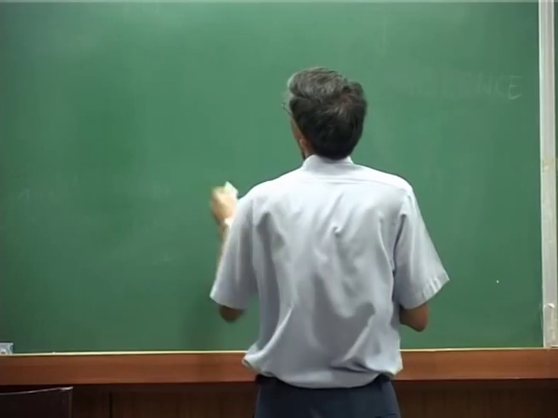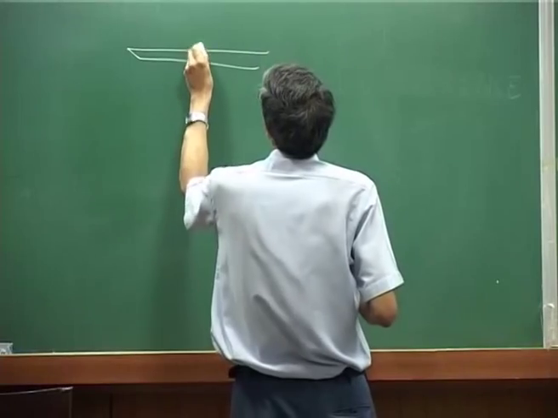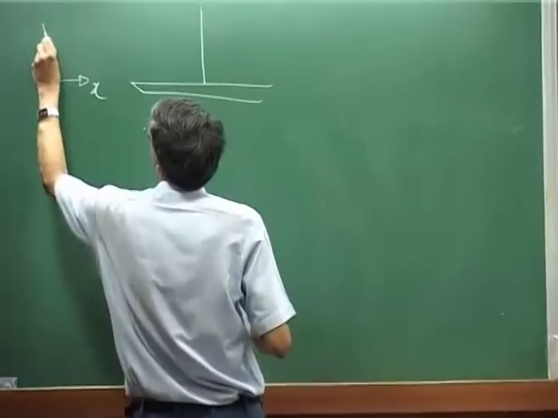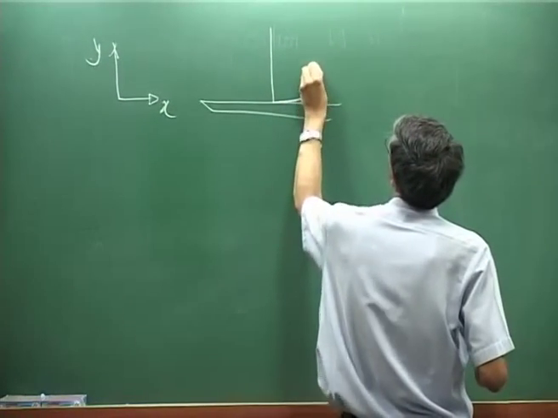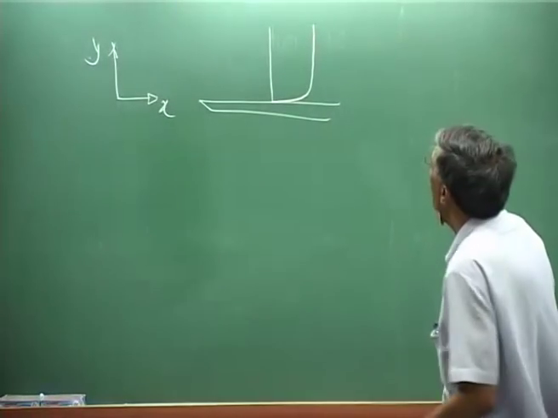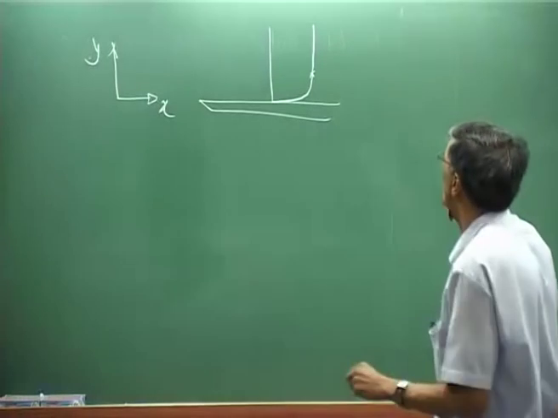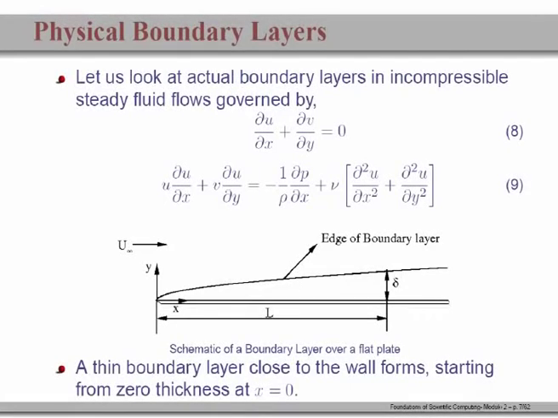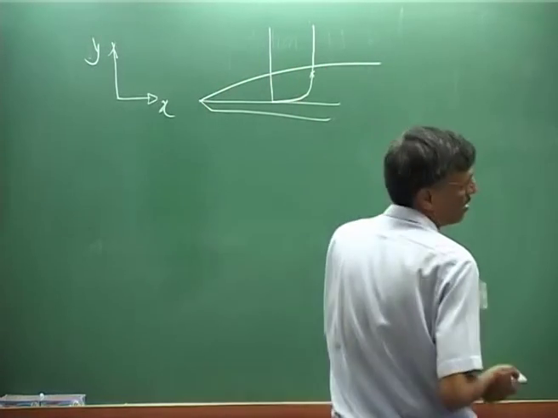So, what we are looking at, we have a plate here, and if I fix a coordinate system x and y, then the x component of velocity will grow like this. The place where it actually reaches almost its outside value is what we call the edge of the boundary layer. If I join those points for different locations, I get this edge of the shear layer.